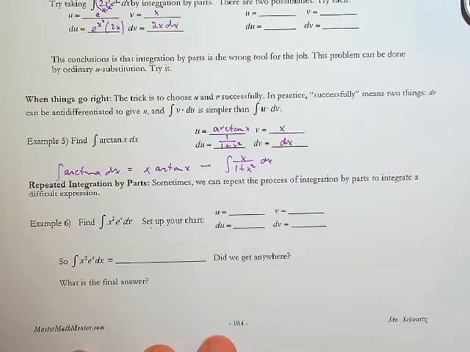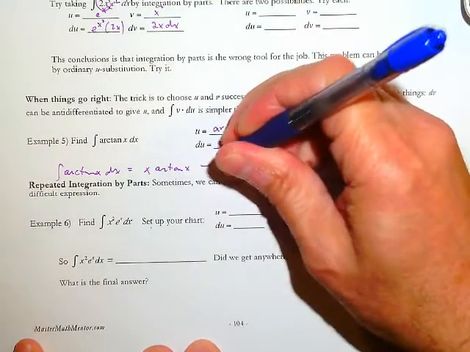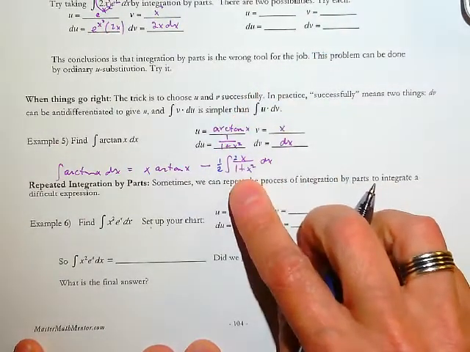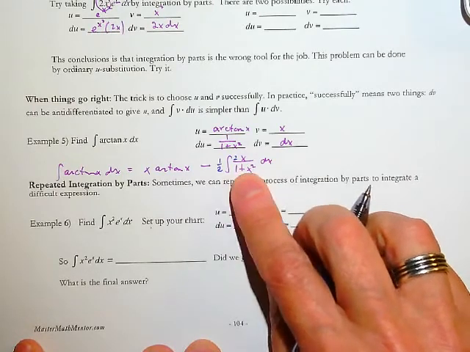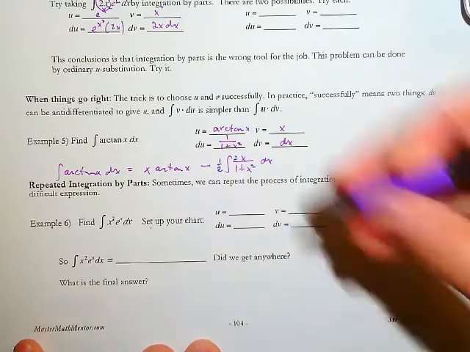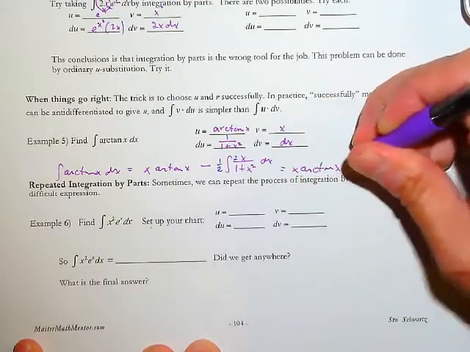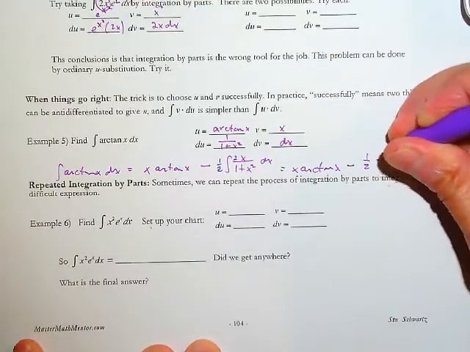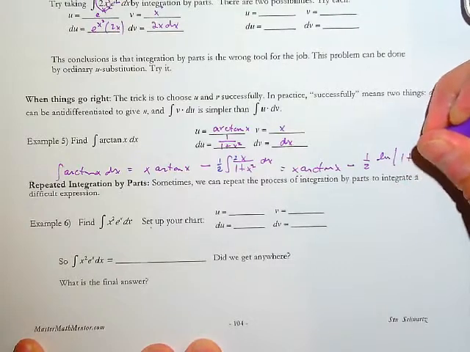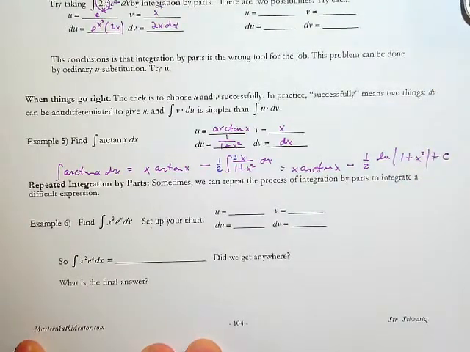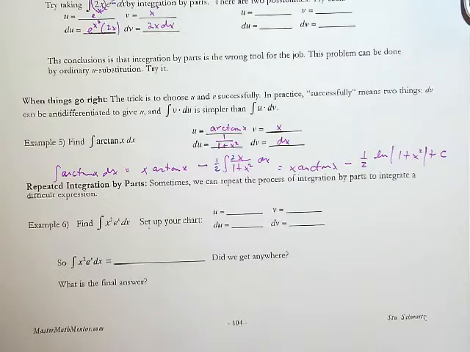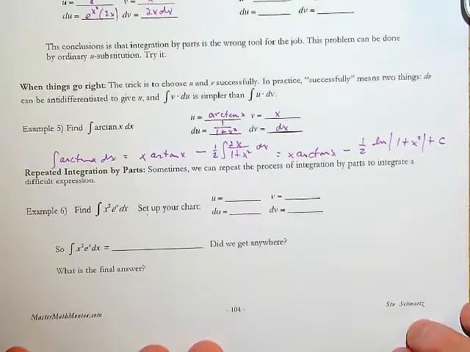Well, that sure looks a lot like a log pattern, doesn't it? If I had a 2 here and a 1/2, I'd have du over u, wouldn't I? 1 plus x squared, yeah, I do. Minus 1/2. So that's all equal to x arctan x minus 1/2 natural log absolute value of 1 plus x squared plus c. So I like this unit because it's getting us back into integrals and setting things up.